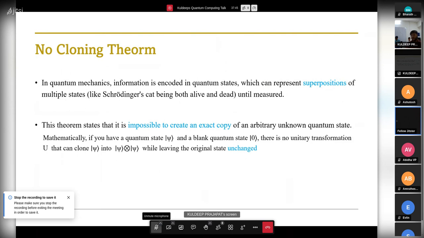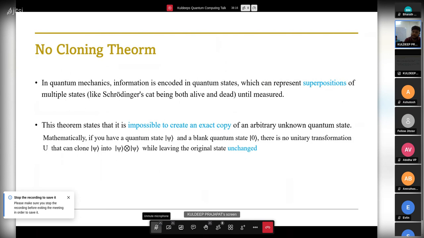It will be in the superposition state. So if you try to measure it, it will be in a particular state with zero uncertainty. If you measure, then it will get into a particular state with zero uncertainty.